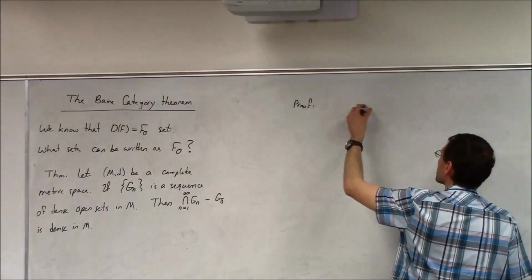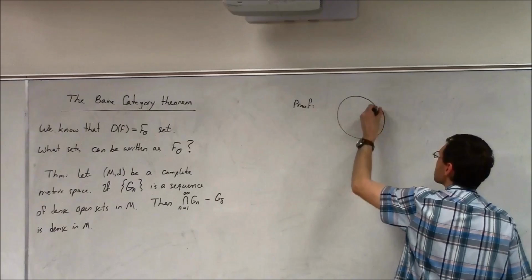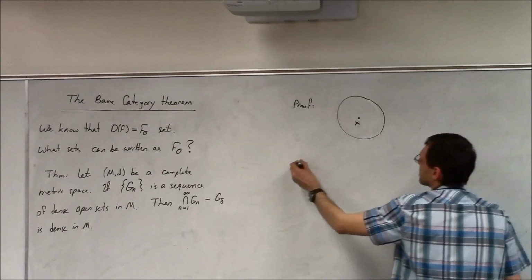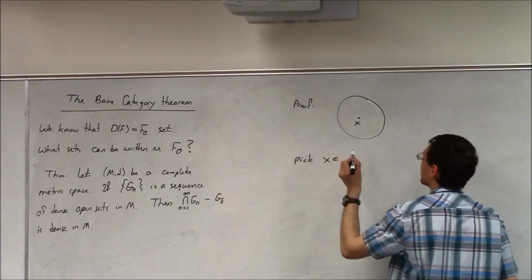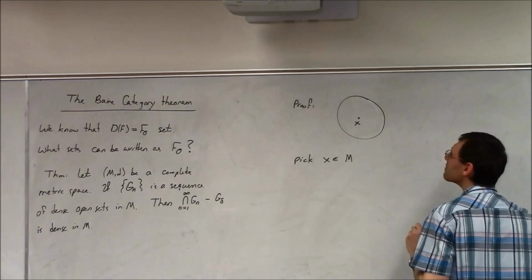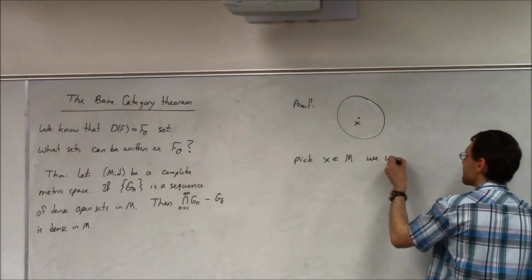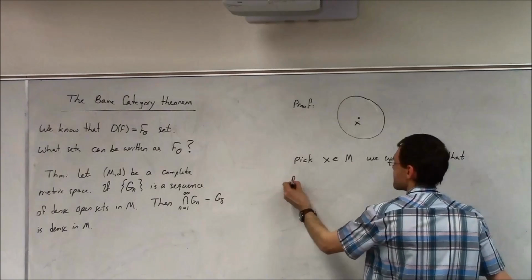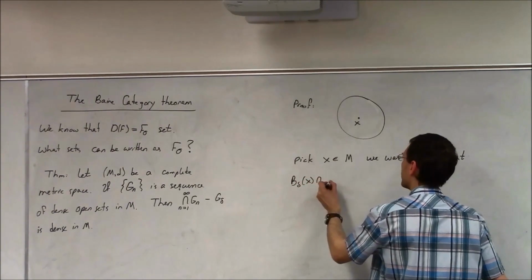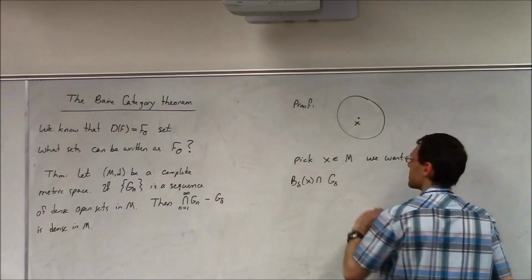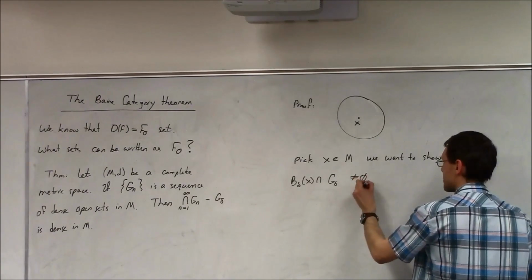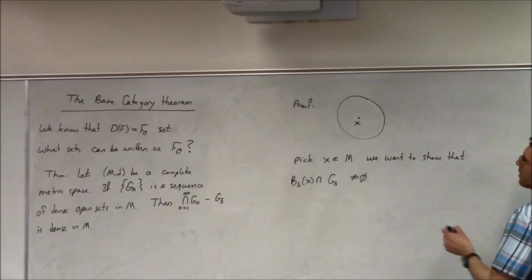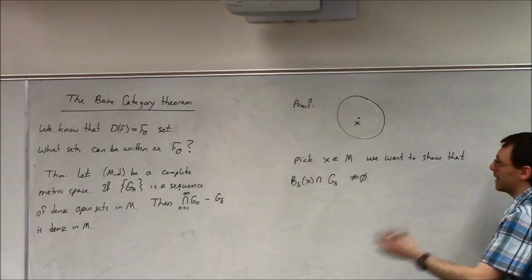So here is the picture that we have. We pick any element x belonging to M. We want to show that the ball of radius delta centered at x intersected with the set, let's call it G delta, is not empty. G delta is going to be this intersection. I just don't want to write it many times. So we want to show that it's not empty. That's enough to show that x is a limit point of G delta, and therefore when I take the closure of G delta, it will eat the x.